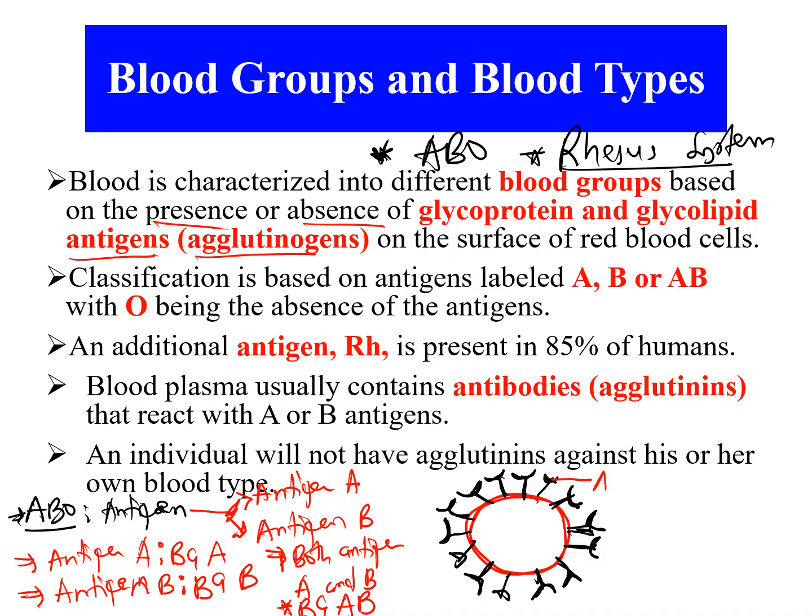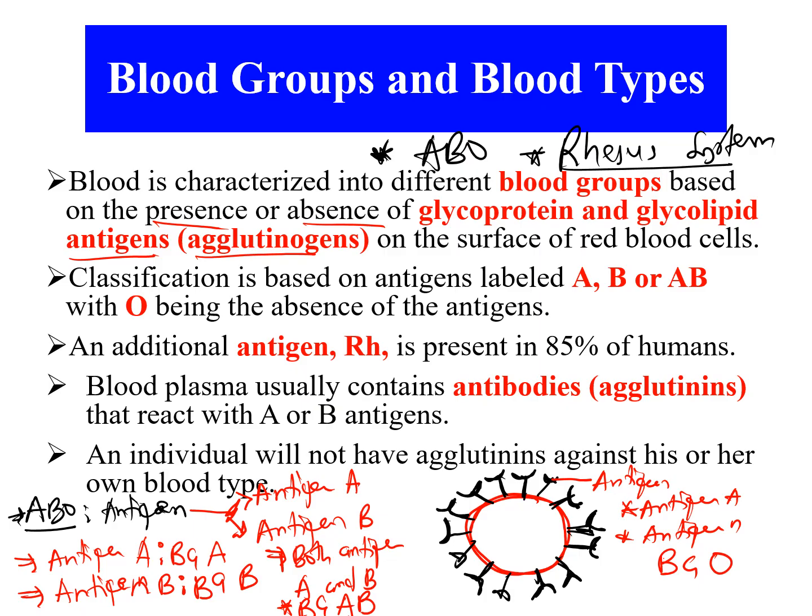So these are the antigens that we are talking about. In some circumstances or in some individuals, their red blood cells do not contain any of these antigens. They don't have antigen A. They don't have antigen B. Such a type of blood group is known as blood group O.